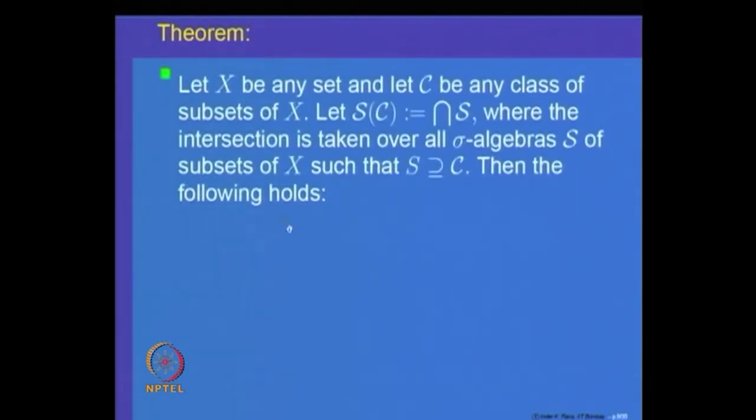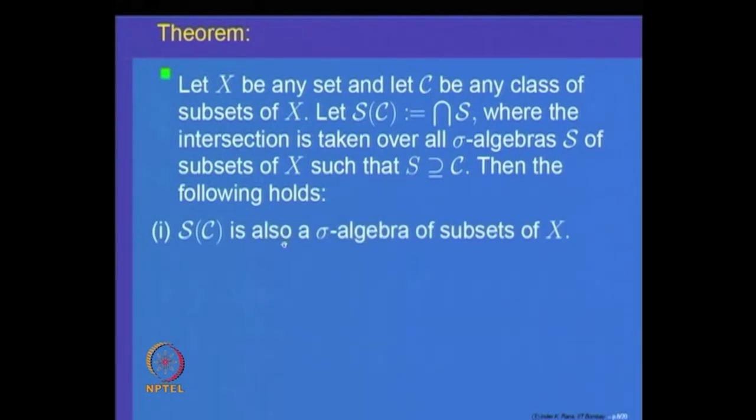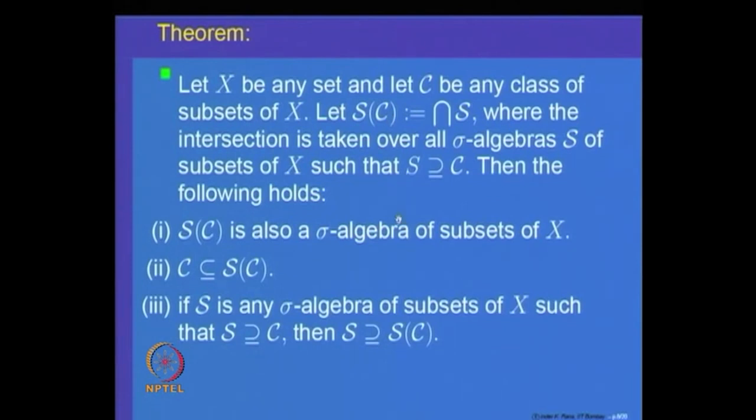So, let X be any set and C be any class of subsets of the set X. Let S of C denote the intersection of all the sigma algebras S of subsets of X which include C. Then the claim is that this collection S of C is a sigma algebra of subsets of X. It includes the class C and it is the smallest. That will show that given a collection C of subsets of a set X, you can always find a sigma algebra of subsets of X which includes C and which is the smallest. So, let us check these three properties one by one.